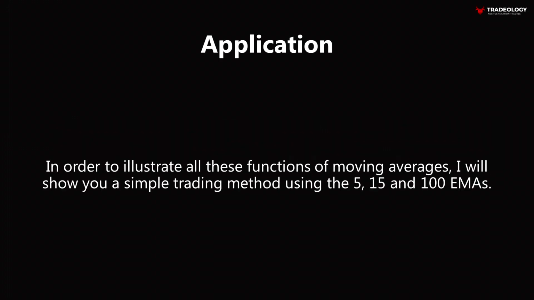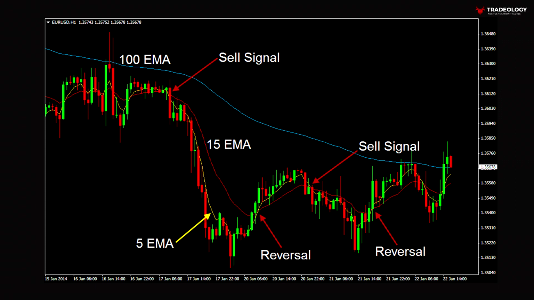Application. In order to illustrate all the functions of moving averages, I will show you a simple trading method using the 5, 15, and 100 EMAs. On this image, you can see the 100 EMA is sloping down nicely, so we have a downtrend. The sell signals are based on the 5 EMA, the yellow line, crossing under the 15 EMA, the red line.